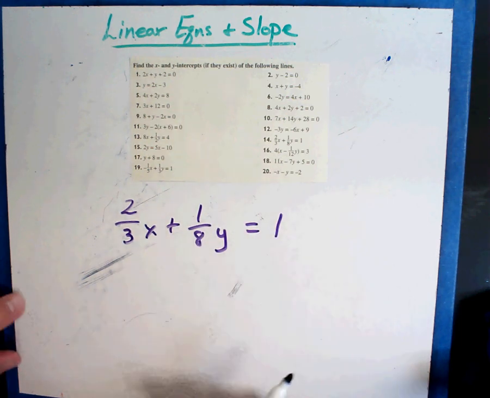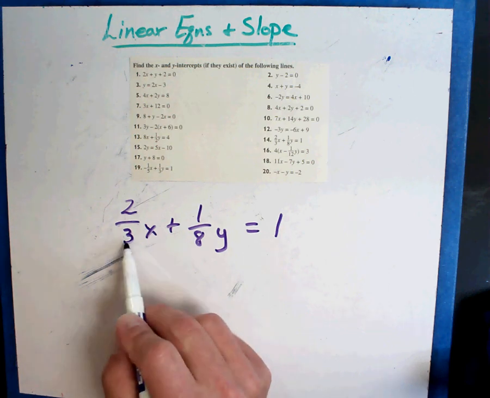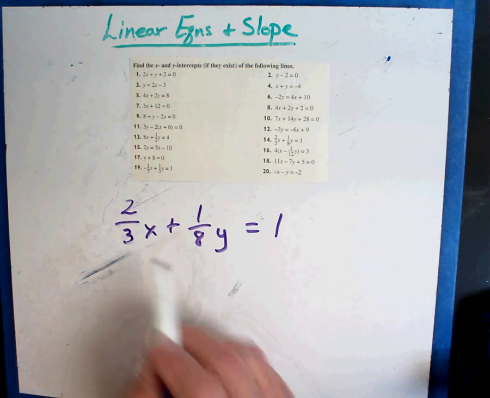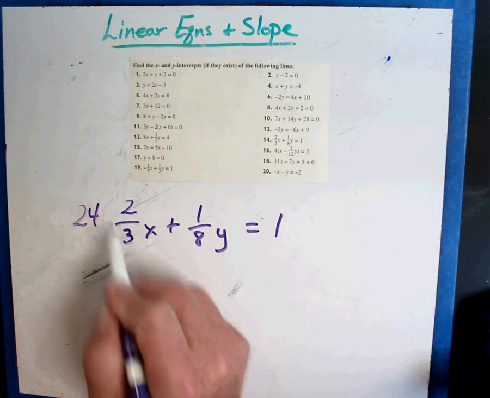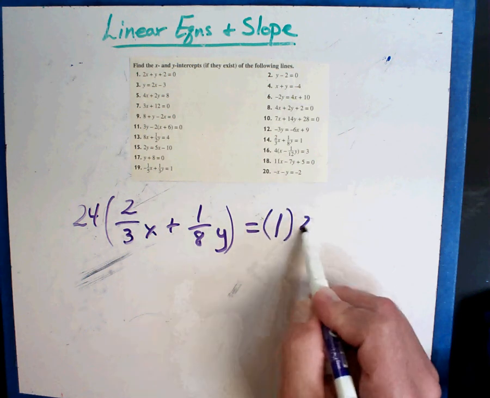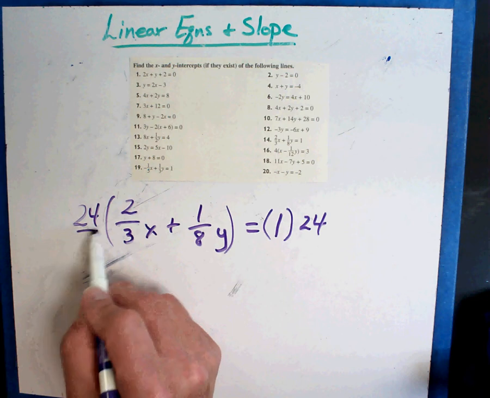Nobody likes to work with fractions. And so the easiest way is to multiply both sides by something so that your fractions go away. So I need to find a number that 3 and 8 both go into, and so what comes to mind real quick is 24. I'm going to multiply both of those by 24 and watch, my fractions are going to go away. So if I do it on the left, I have to do it on the right. Now, 24 is the same as 24 over 1.